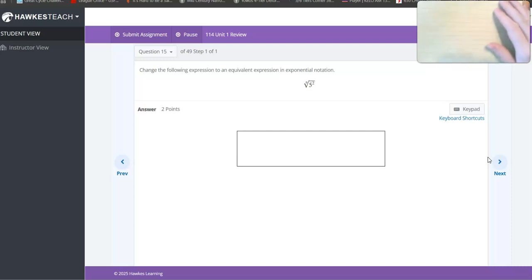All right. So the next one here asks us to change the following expression to an equivalent expression in exponential notation. So we got 15 here. All right. So we have the 9th root of 5 squared. There we go. So you have the 9th root of 5 squared.